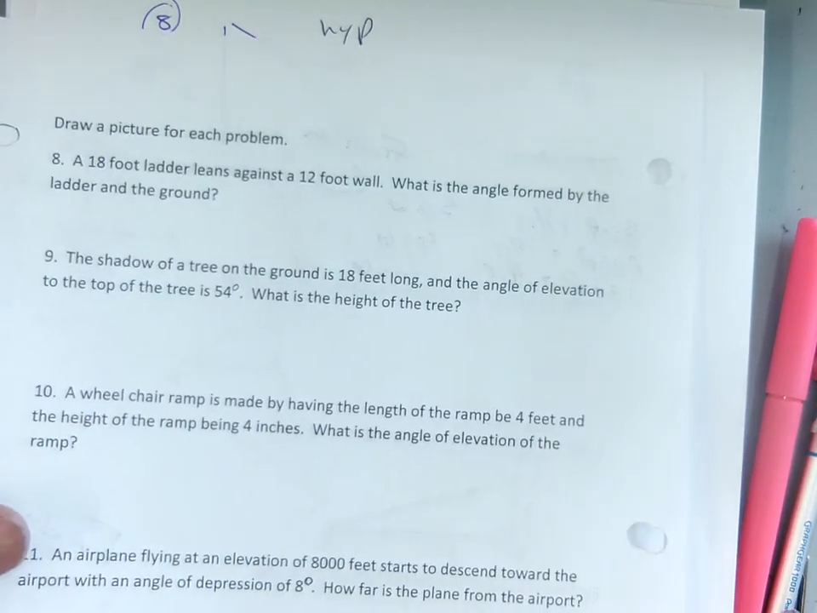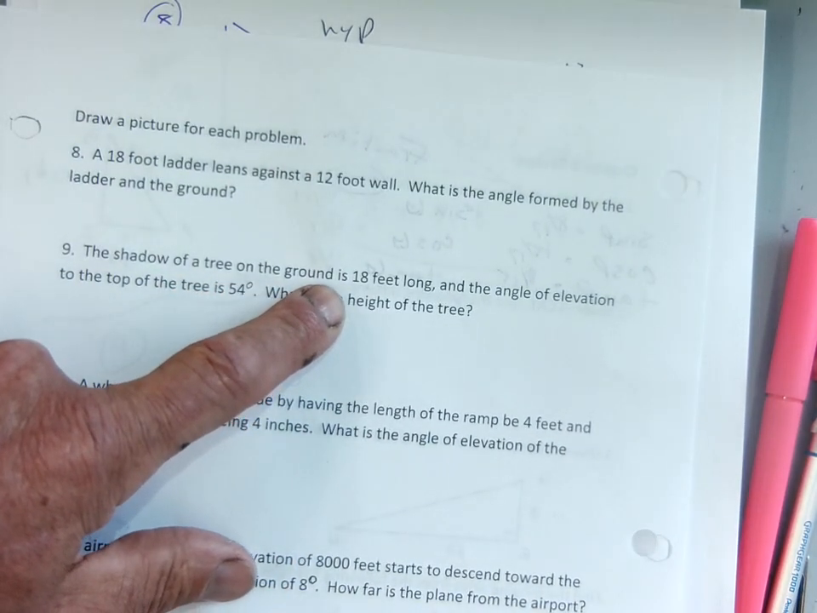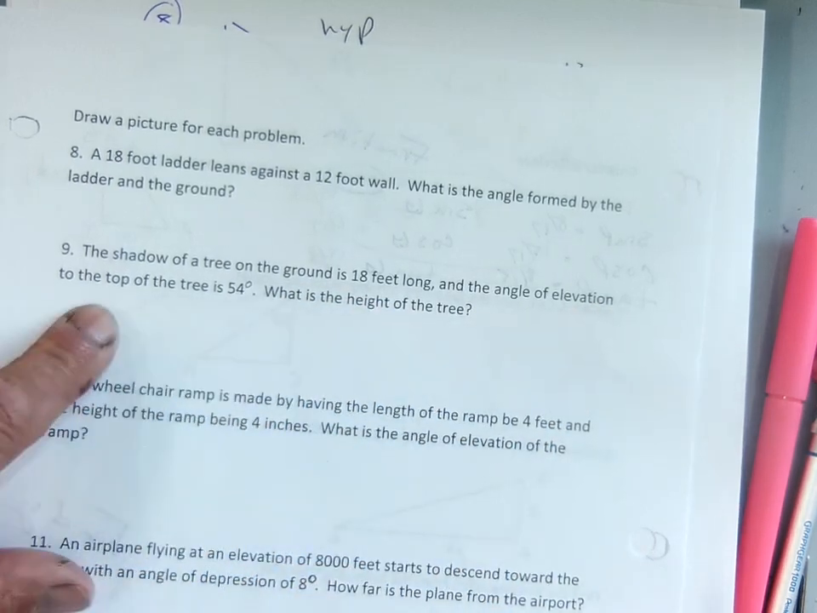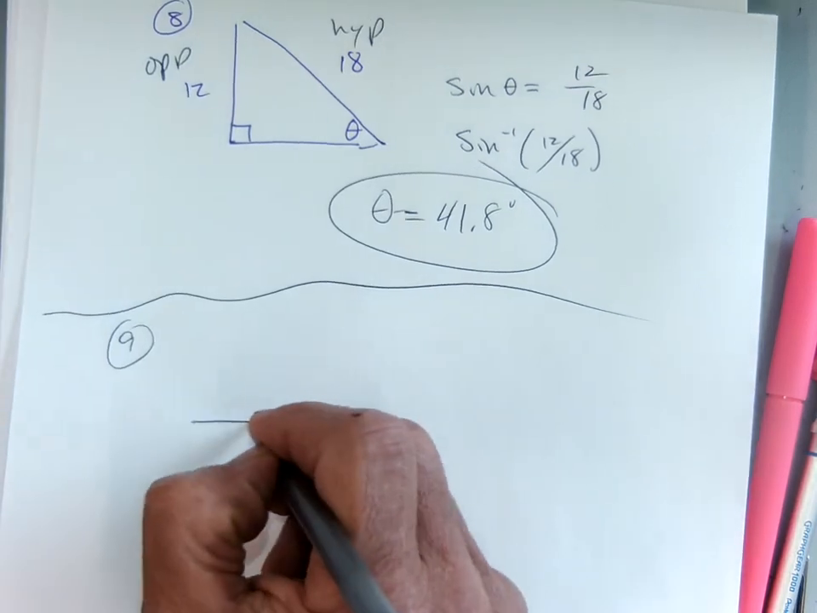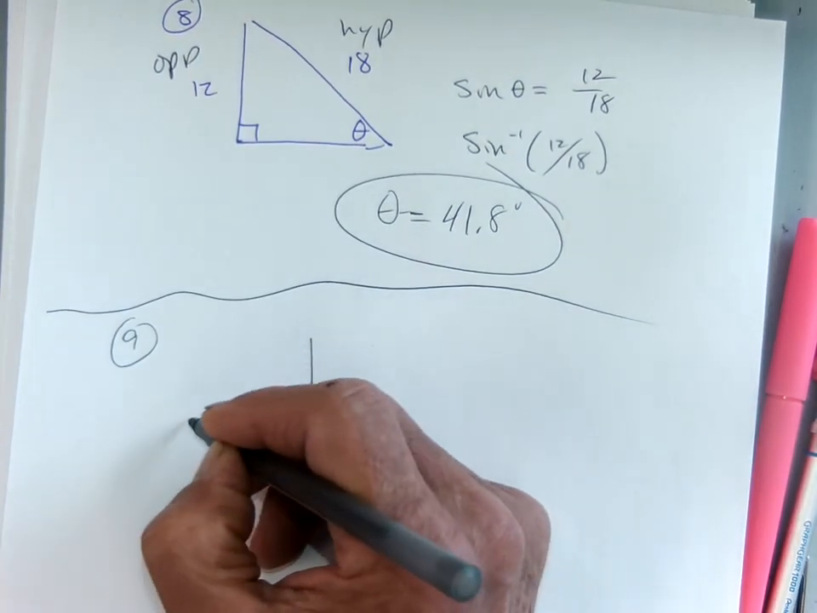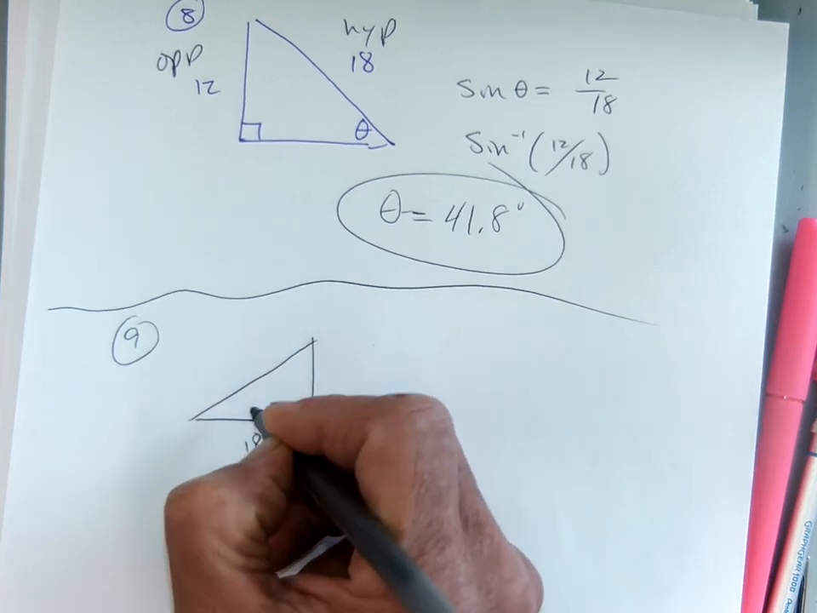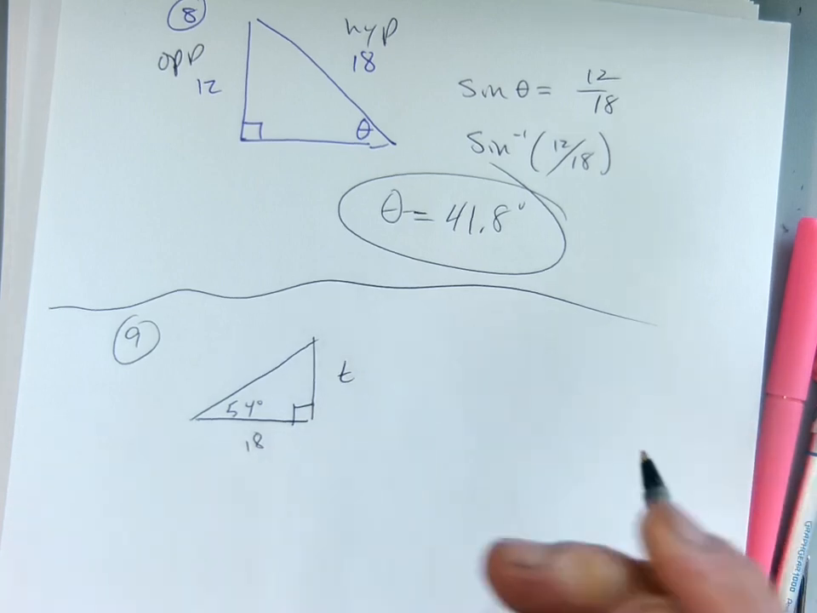Okay, the shadow of a tree on the ground, I always say that because some kids think the shadow is like, no. On the ground is 18 feet long, and the angle of elevation at the top of the tree is 54 degrees. What's the height of the tree? Okay, well, again, here's my tree. And 18-foot shadow, 54 degrees, and here's my tree, right?